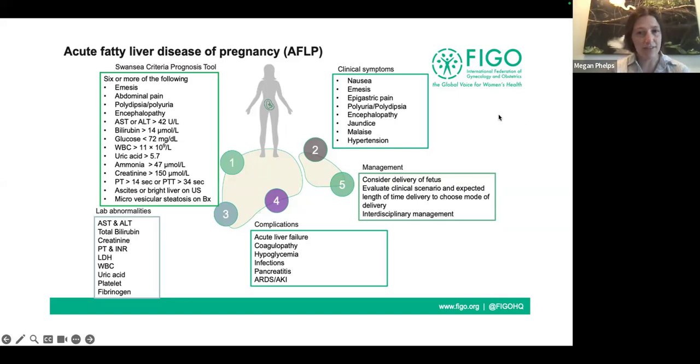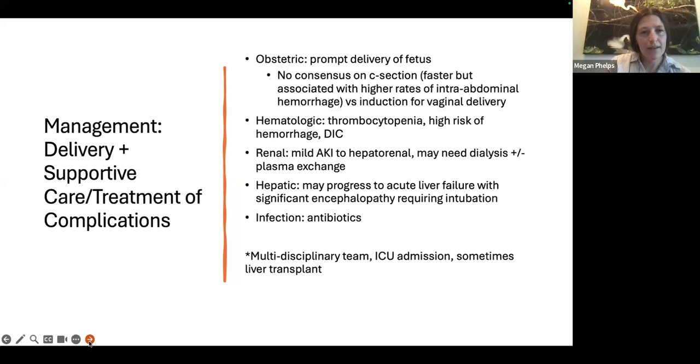Management is delivery of the fetus, and then it's largely supportive care and time, and then having a big team to help with the ICU care, the anesthesia care. Here, again, this is about management. The most important thing is delivering the fetus. There's mixed evidence on C-section versus vaginal delivery. A C-section is faster, but it's associated with higher rates of intra-abdominal hemorrhage. But a vaginal delivery, especially if they were earlier on, could potentially take longer.